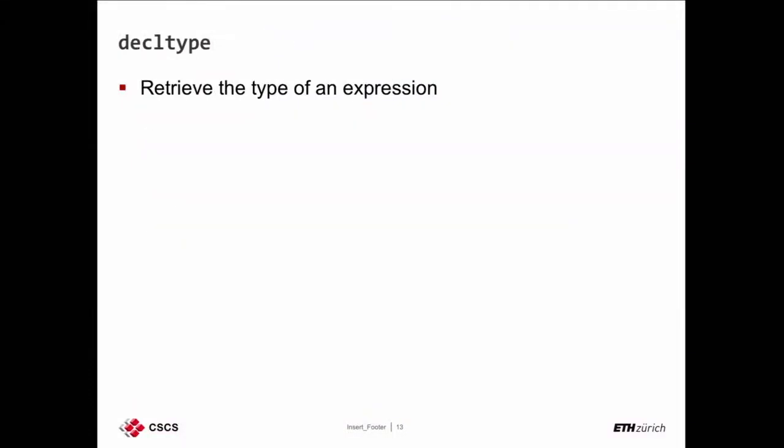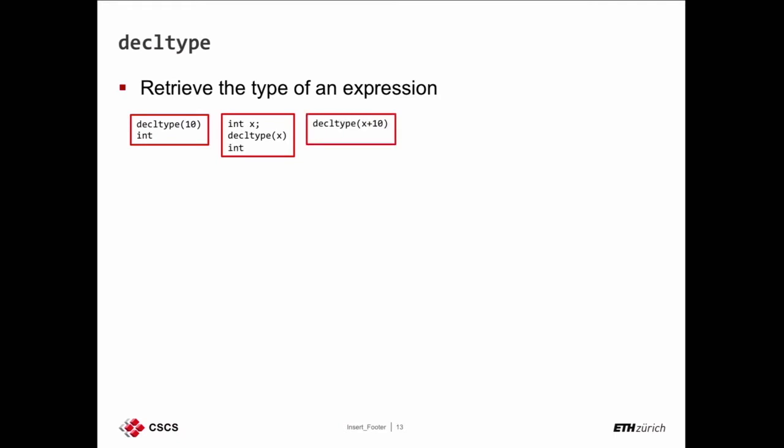Decltype is the opposite of auto. Right now you have auto, instantiate a variable, and now you say, what is the type of this guy? Maybe I need to know the type. So decltype does the reverse. So decltype of 10 is int. Decltype of x, when x is an int, is still an int. Decltype of x plus 10, int. Right? Because the expression x plus 10 is an integer because x is an int, the same x as before. Yeah, okay.